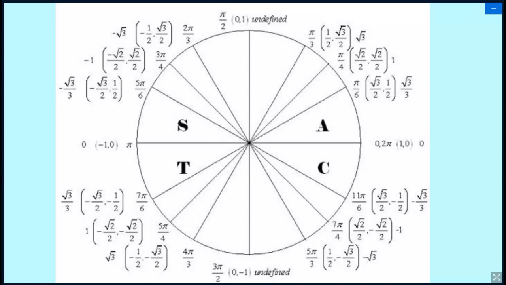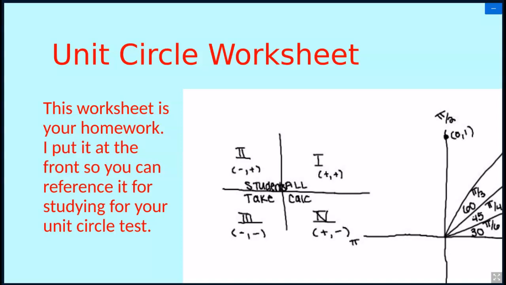The next part of what we need to look at is all of the arcs and measures. So again, here's that unit circle worksheet that I was just talking about. You want to reference this idea. I hinted on the all students take calc when you were doing your unit circle, but the idea is that all means they're positive in quadrant 1, negative positive in 2, negative negative in 3, and positive negative in 4.